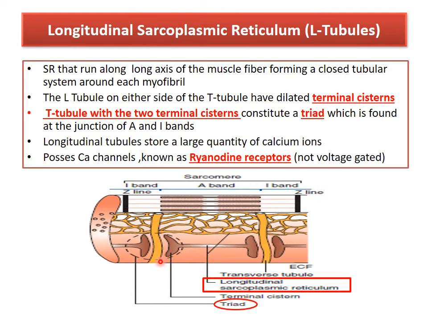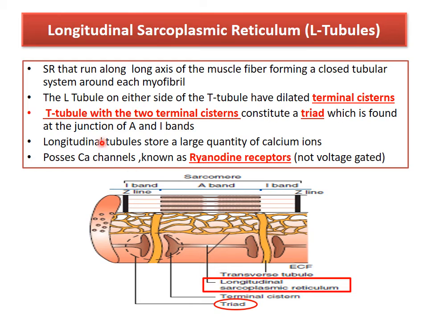On either side of it, two terminal cisterns lying in close proximity constitute a triad. And this triad is located at the junction of A and I band. Here you can see the triad is located. There are two triads in each sarcomere. Here you can see 1 and 2.